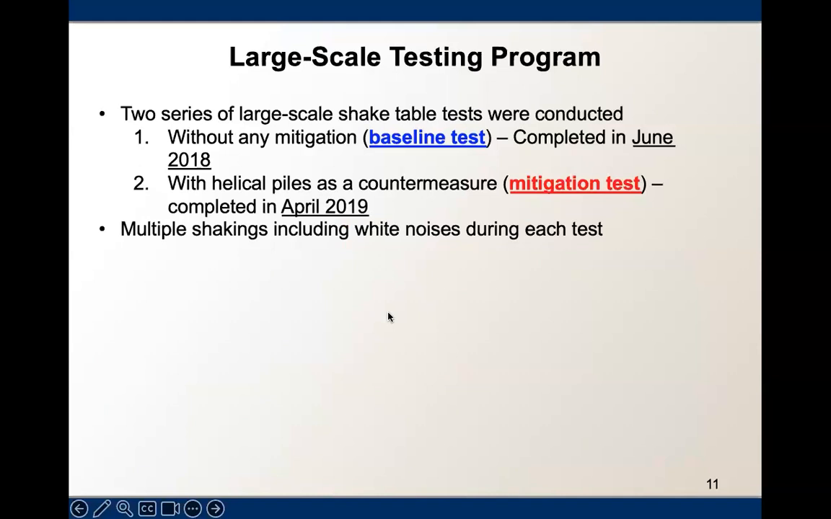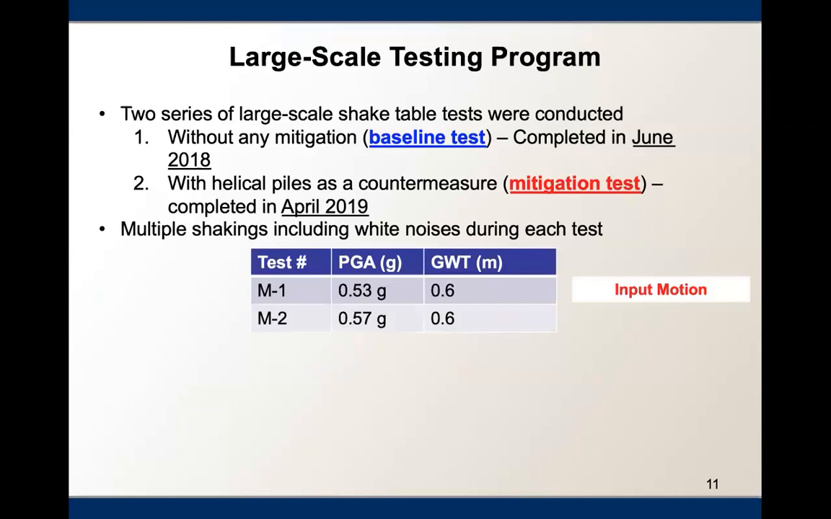So as a part of our testing program, we carried out 2 series of larger scale tests. The first one, which I'm going to refer to as a baseline test, was done in June 2018. No mitigation measures. The intention was to reproduce the damage and mechanism. And then for the second test done in April 2019, we utilized helical piles as a countermeasure, and I'm going to refer to that test as a mitigation test. Each testing featured multiple shakings, including white noises, to characterize our model. You see the PGAs of the testings of input motions, all greater than 0.5 G.